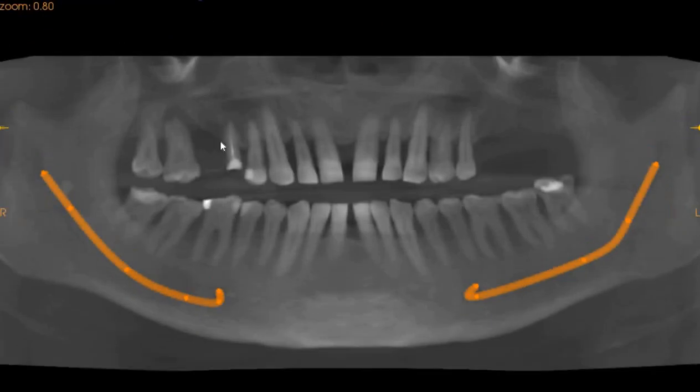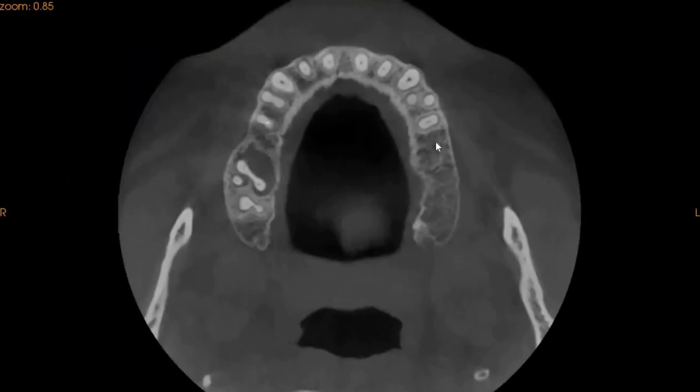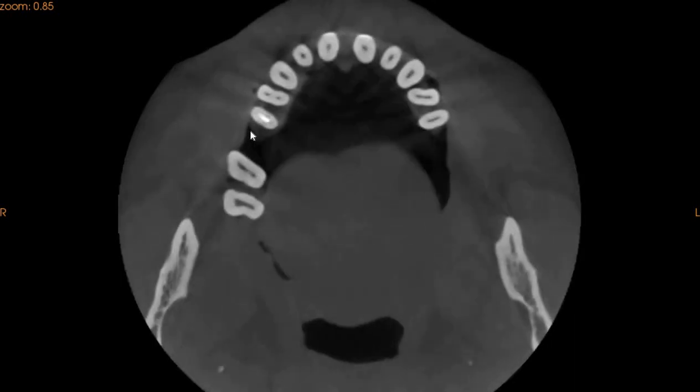Now, on the panoramic view, we can see that there is a vertical bone defect with a periapical radiolucency and bone loss associated with the upper right second molar. And we've got a gradually decreasing angular bony defect. Now, if we show you from an axial view, this is the upper right second molar. The upper right first molar is missing.